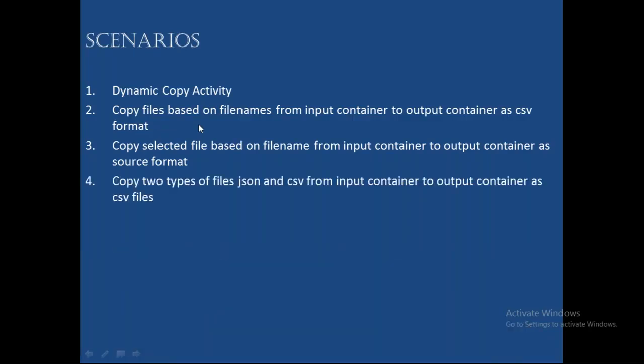Then we are going to see a JSON and CSV file from your input container. You have both JSON and CSV, a combination of files, in your input container. I want to convert these two types of files into CSV and load them into an output container. We are going to see how you can implement that here.